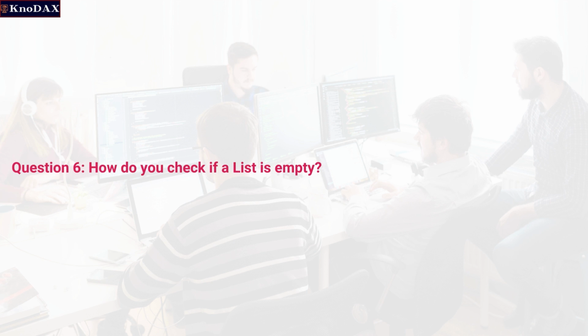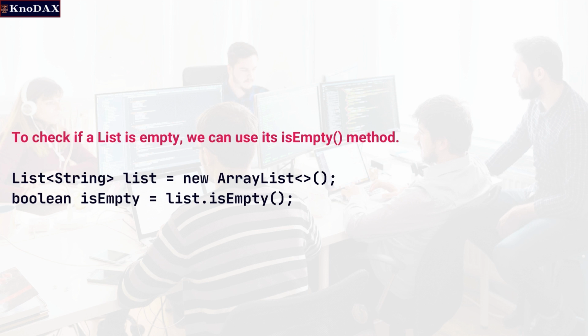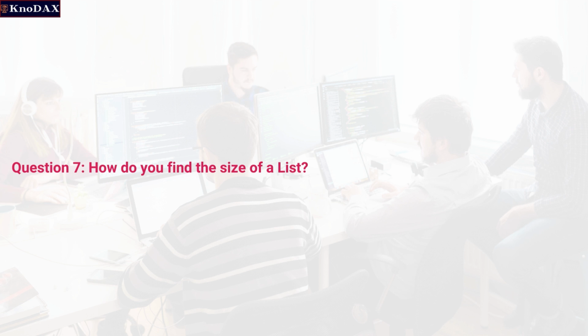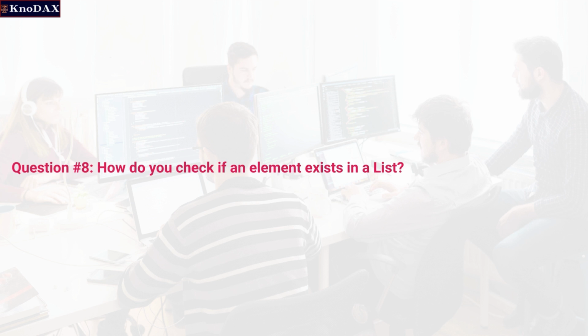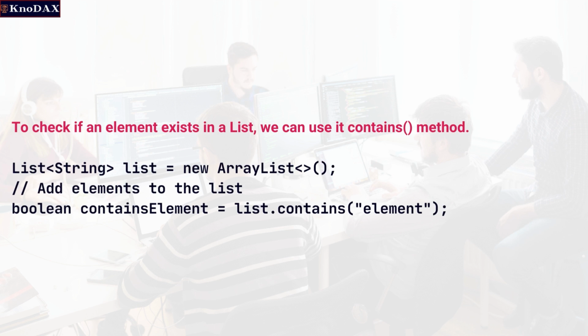How do you check if a list is empty? To check if a list is empty, we can use its isEmpty method. How do you find the size of a list? To find the size of a list, we can use its size method. How do you check if an element exists in a list? To check if an element exists in a list, we can use its contains method.